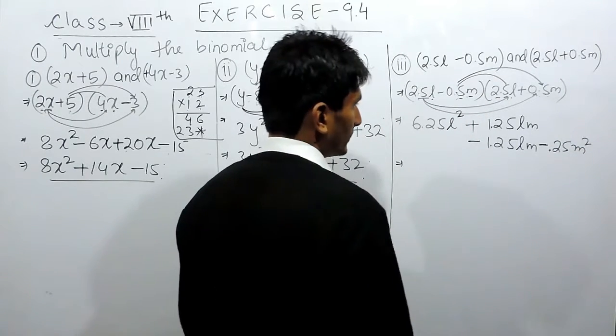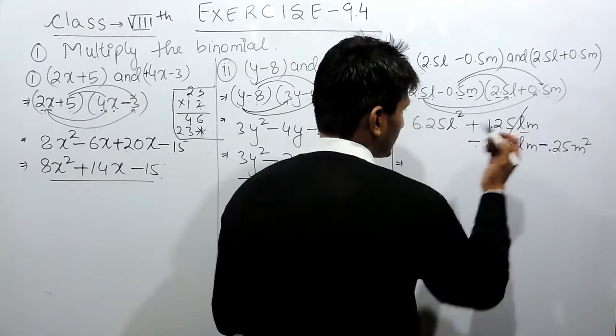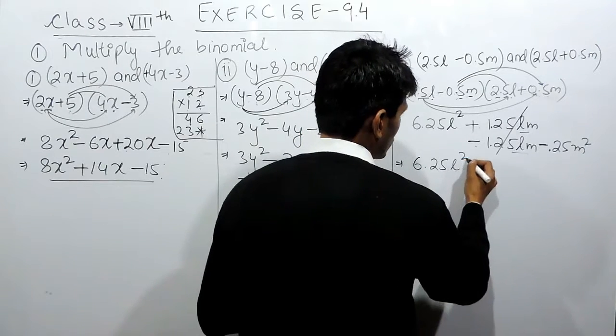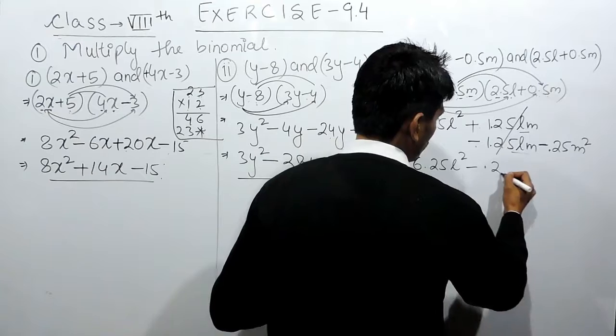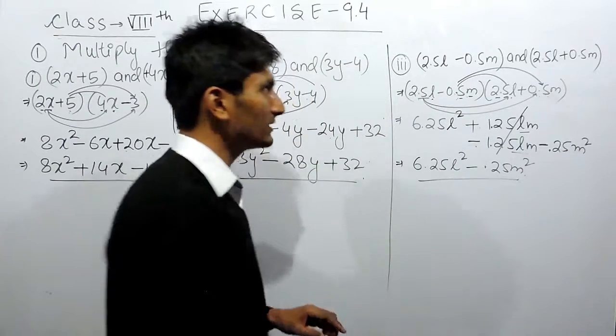To solve it further, I have to check the like terms. Again these are like terms. Plus minus will be cancelled. And this will be 6.25 L square. And the remaining one is 0.25 M square. So this should be the answer here.